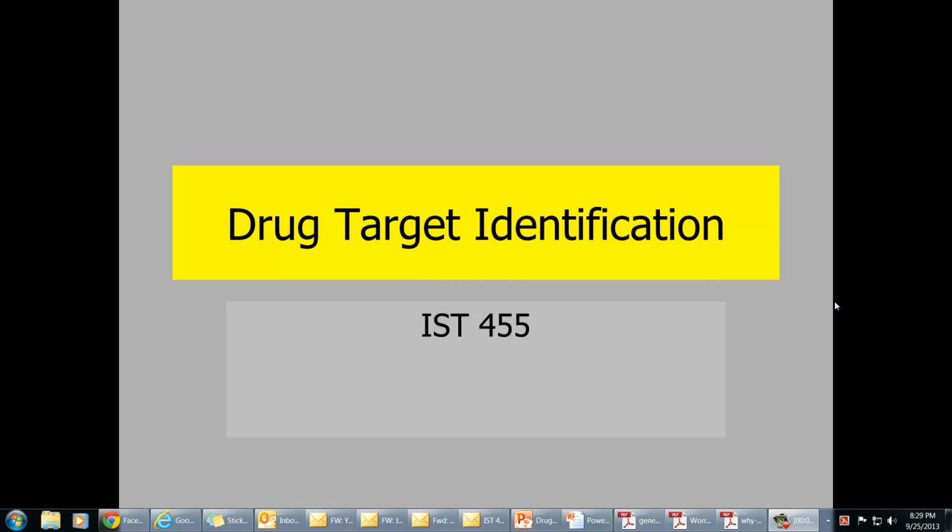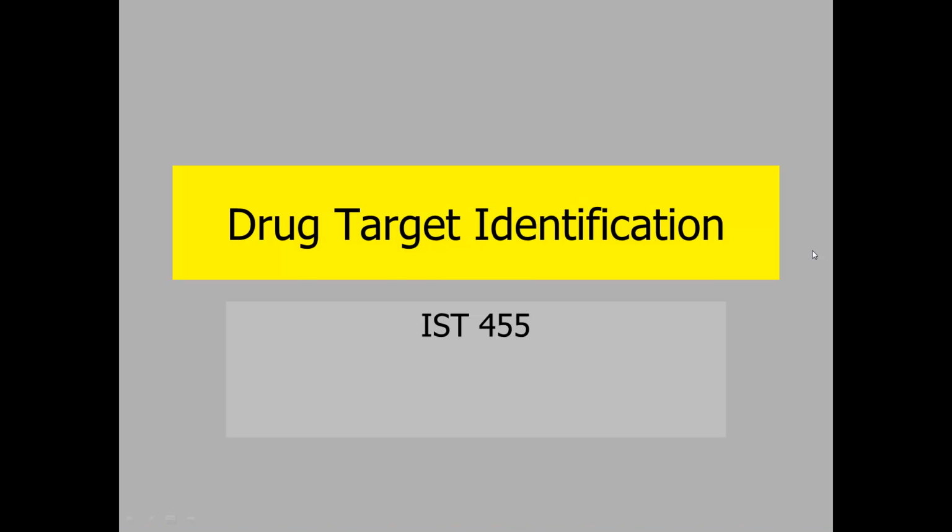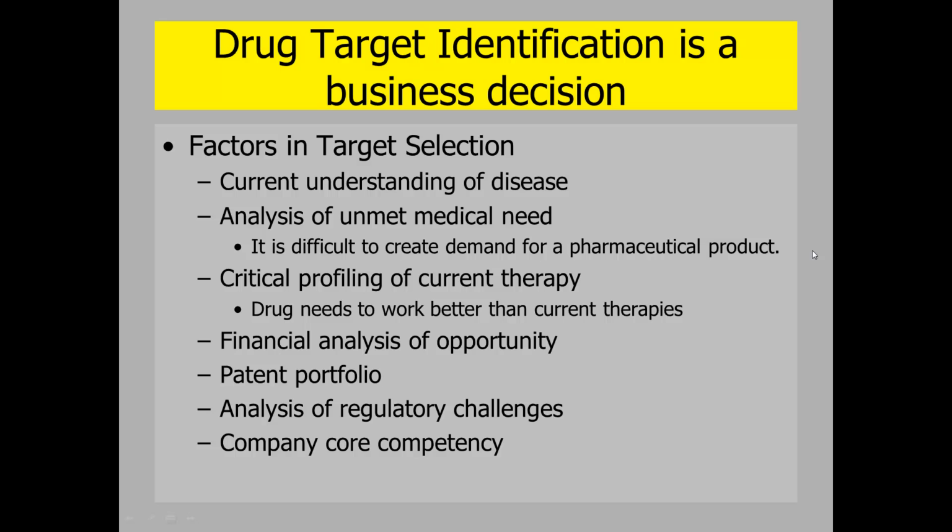So today in IST 455 we're going to talk about drug target identification. Drug target identification is a business decision, and there's a lot of factors involved in selecting the appropriate target. A pharmaceutical company has to have a good understanding of the disease in order to identify the correct pathway to interfere with or to turn on for the drugs to be effective.